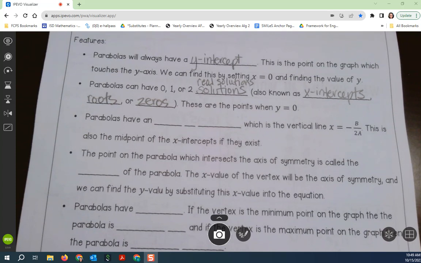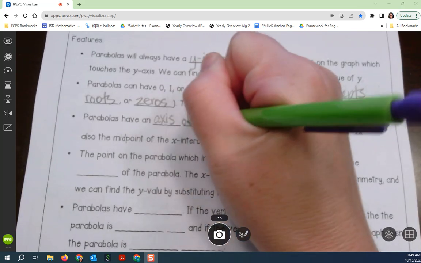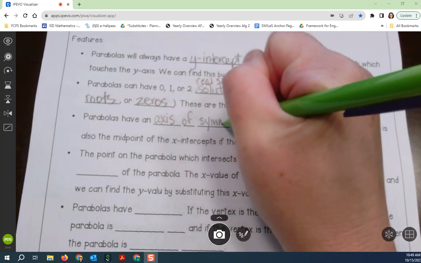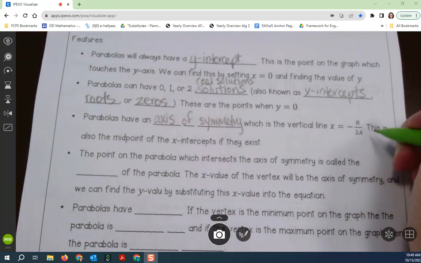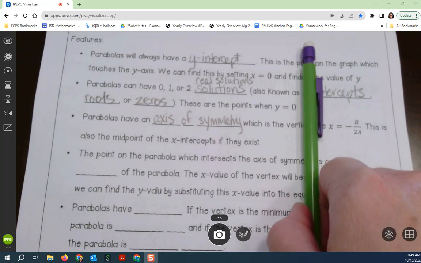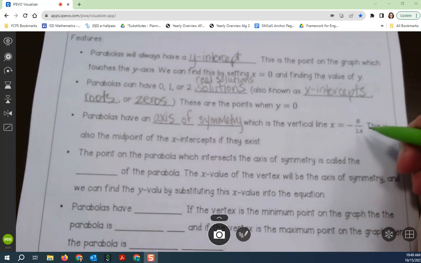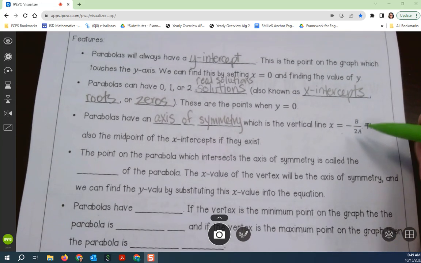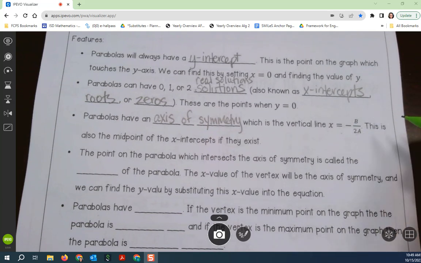Parabolas have an axis of symmetry. Okay, and you can find the value for the equation. It's going to always be x equals a number because your axis of symmetry is a vertical line. And that number is going to just be the x from your vertex. So if you know what your vertex is, you know where your axis of symmetry is. But if you don't, you can use this little formula, negative b divided by 2 times a. And this is also the midpoint of the x-intercepts if they exist.